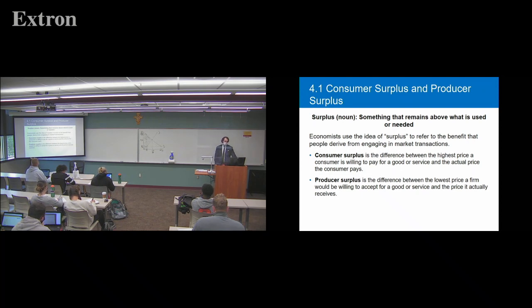Producer surplus is the difference between the lowest price a firm is willing to accept for a good or service and the price it actually receives. So in this case, basically the marginal cost. Marginal cost on unit four in this market is $10. So that's the lowest price they're going to be willing to accept for it. Anything above that, and in this case the price is $35, so they get $25 above that. That's going to be their producer surplus. And for a market in equilibrium, we're going to see both consumers and producers earning surplus. They both get this additional value from engaging in these transactions.